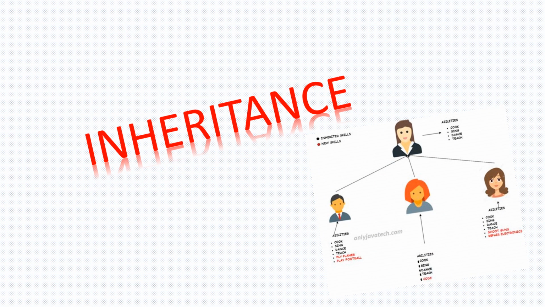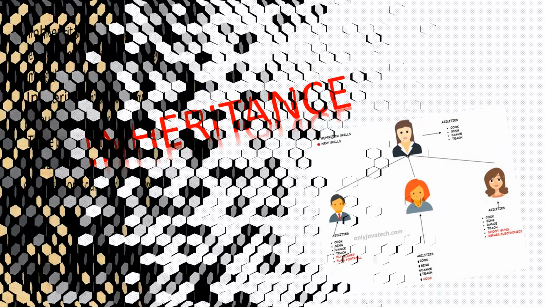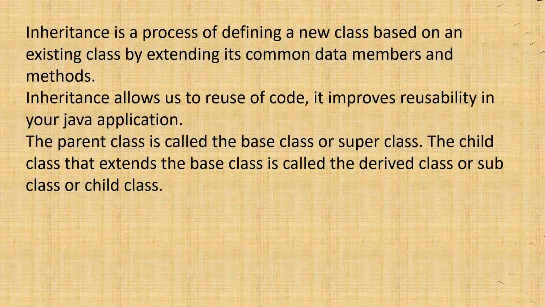Inheritance. Inheritance is a process of defining a new class based on an existing class by extending its common data members and methods. Inheritance allows us to reuse code. It provides reusability in your Java application. The parent class is called the base or superclass. The child class that extends the base class is called the derived class, subclass or child class.